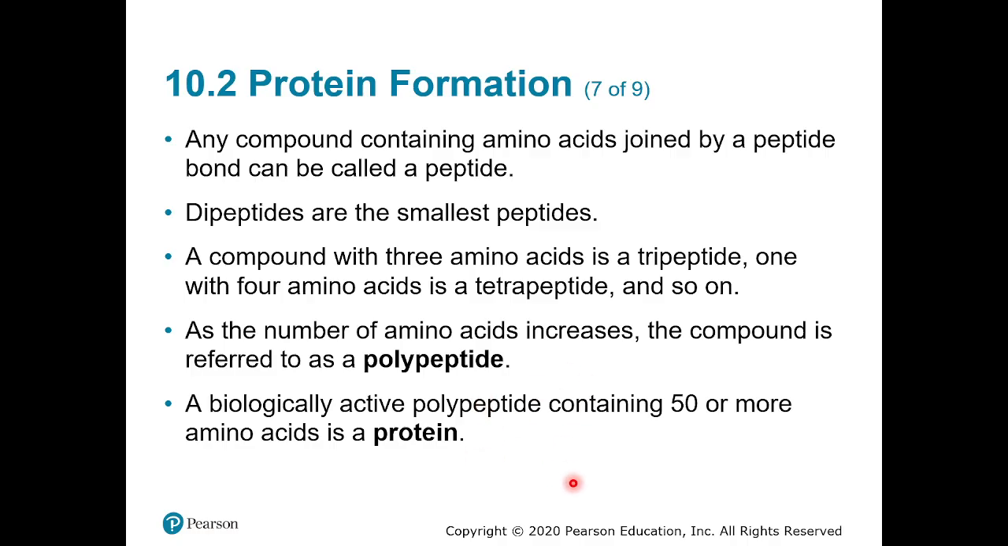Biologically active polypeptides contain 50 or more amino acids as a protein. And those are where you sort of start moving from polypeptide into protein, because at 50 or more, you're typically a full protein at that point. The polypeptides are usually when you're talking about fragments of proteins that have not yet been fully assembled, or maybe you broke a protein apart and you're looking at the fragments or something like that.